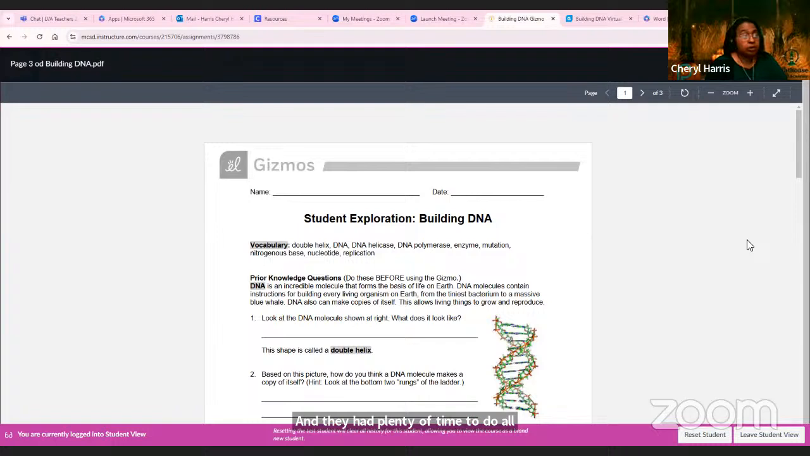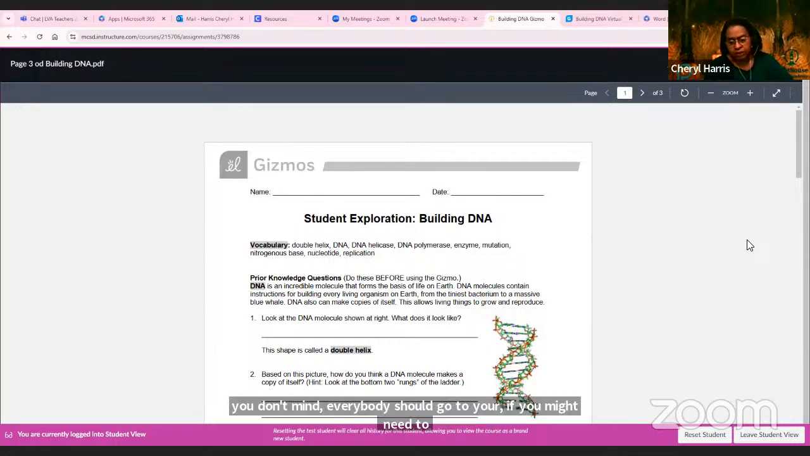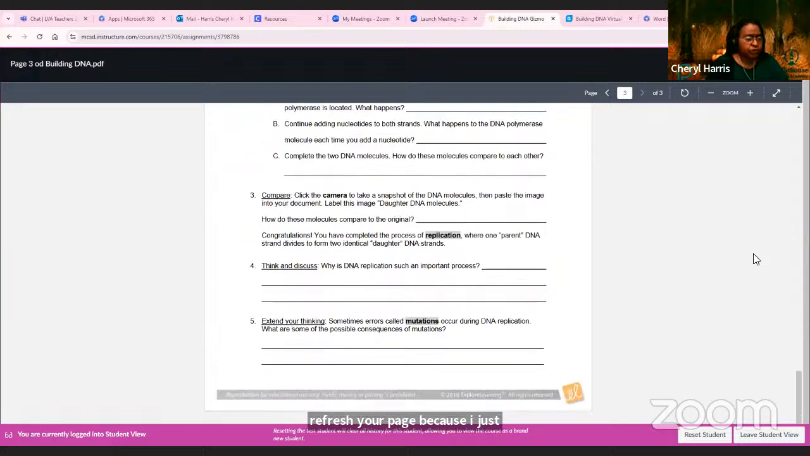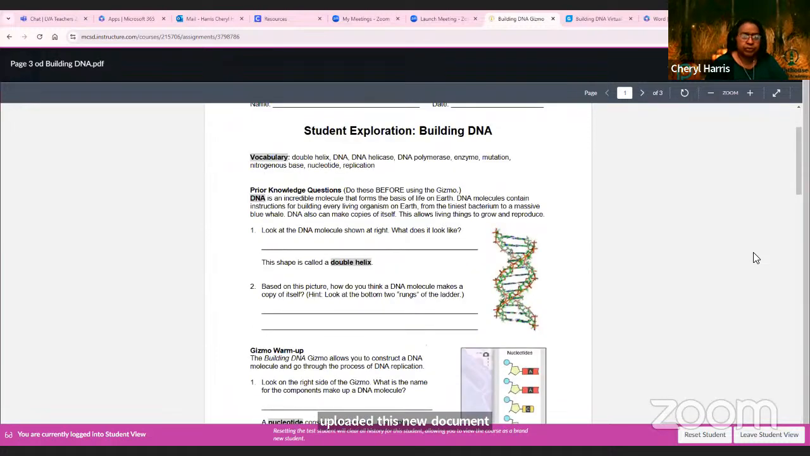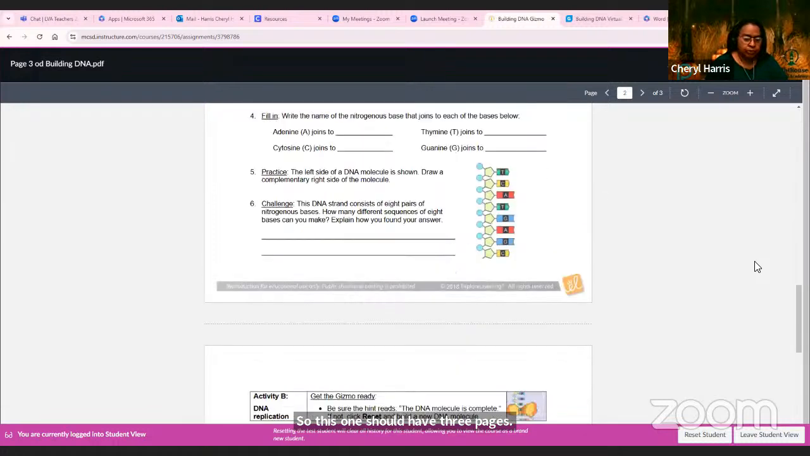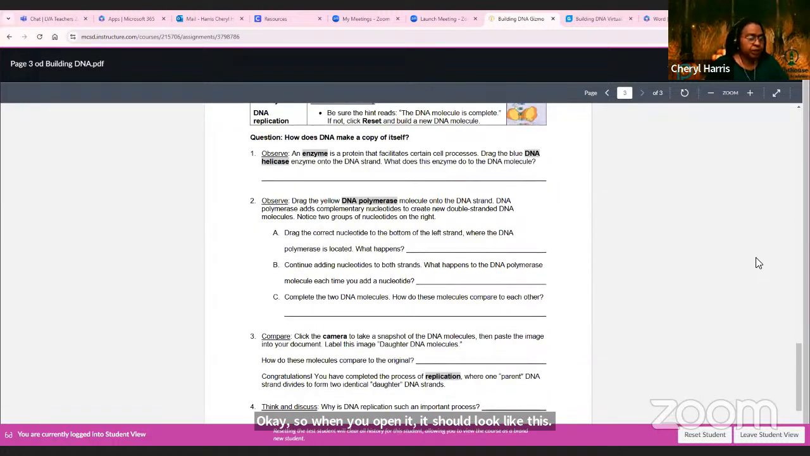If you don't mind, everybody should go to, you might need to refresh your page, because I just uploaded this new document. So this one should have 3 pages. Okay, so when you open it, it should look like this. All right, and I'm going to share my Gizmo, and you're going to write down the answers, and then you're going to send me your worksheet.